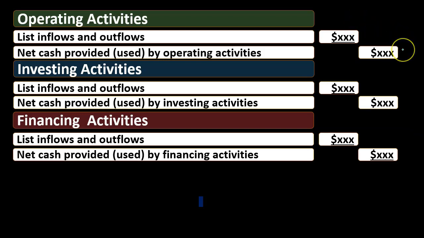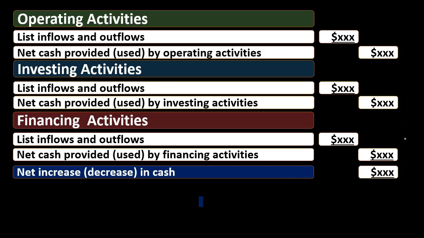So that means these totals in the outer column are going to be net cash provided or used in operating activities, net cash provided or used in investing, and net cash provided or used in financing. If we add or subtract those up, whichever way they be going in terms of cash flow, then we're going to get the net increase or decrease in cash. That's going to be these three items here.